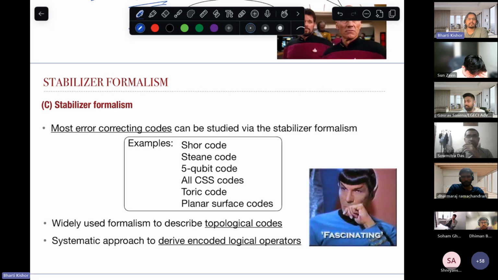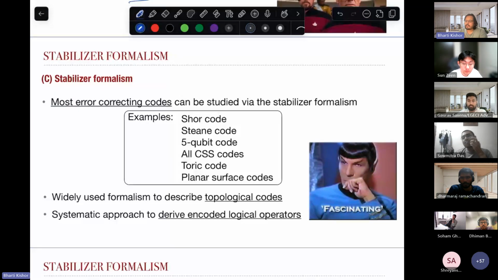And I hope that gives you a brief understanding of quantum error correction. So we talked about classical error correction. We talked about the quantum 3-qubit repetition code, which was similar to the classical 3-bit repetition code. And now we are talking about a formalism that gives us a bigger picture. Okay, so let's try to understand stabilizer formalism.